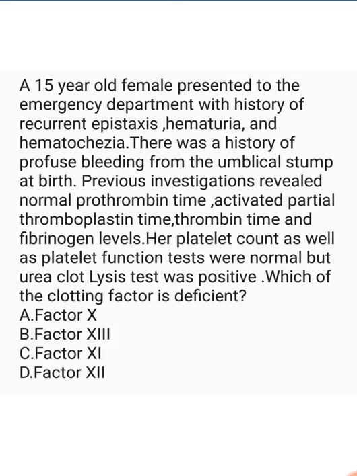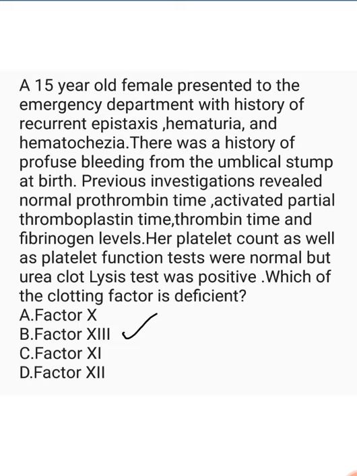Previous investigations revealed normal prothrombin time, activated partial thromboplastin time, thrombin time, and fibrinogen levels. A platelet count as well as a platelet function test were normal, but urea clot lysis test was positive. Which of the clotting factor is deficient? Okay, now let me tell you the answer. The answer is factor 13.